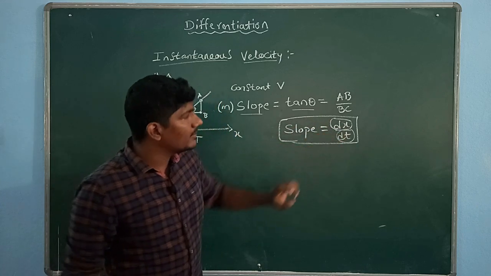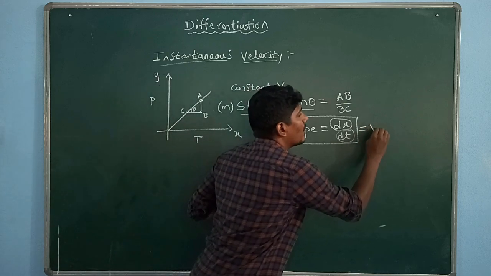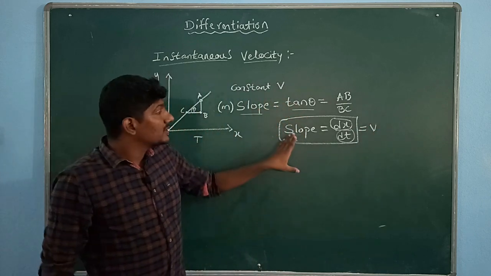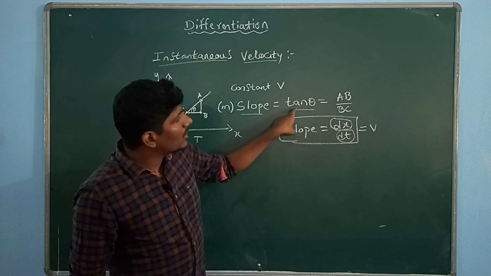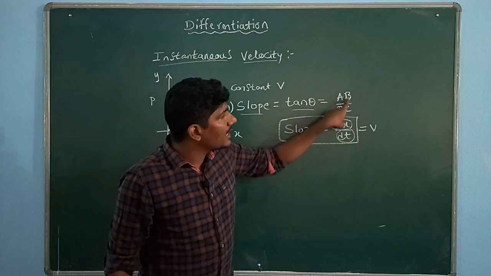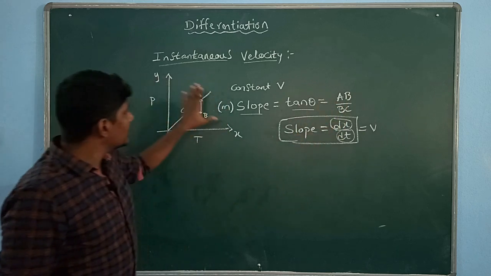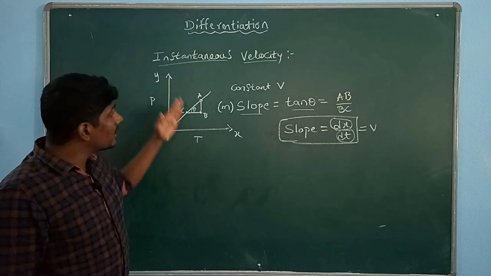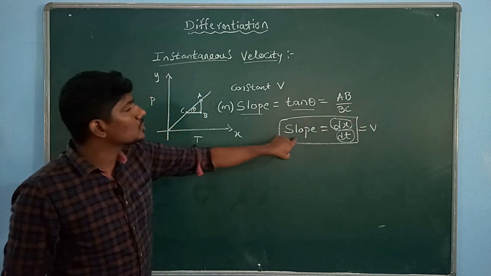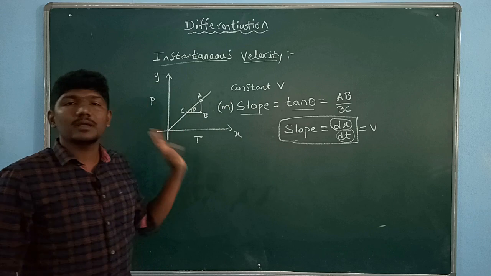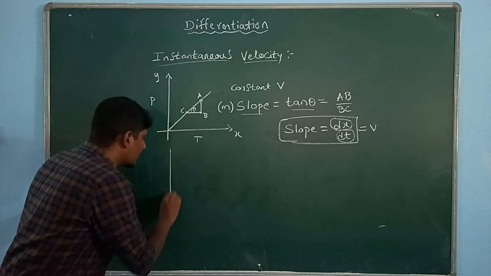Now dx by dt means, as we know, velocity. So slope equals dx by dt. Now actually slope means tan theta. Tan theta can be written as AB by BC using this particular graph. This is one way of getting velocity using slope. This is called graphical method. Now we will see one more graph.